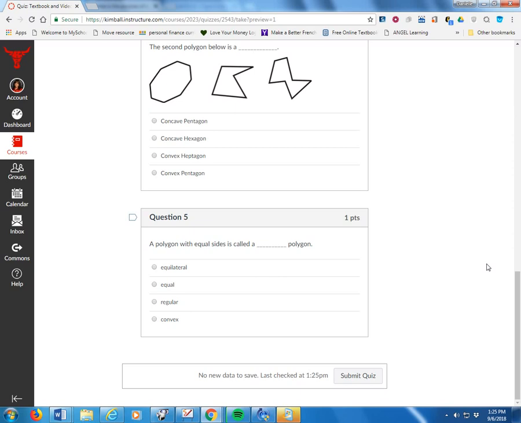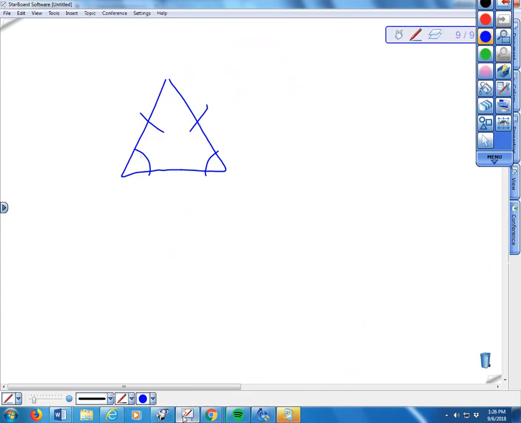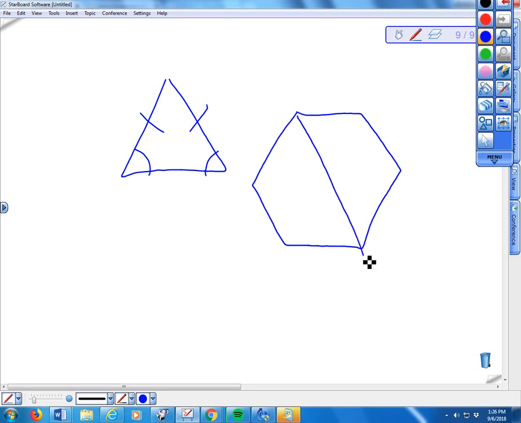What does diagonals mean? Diagonals are lines that are drawn from one vertex to another, non-adjacent vertex. So a diagonal in a polygon, that's a diagonal. This is not, they have to be non-adjacent vertices.